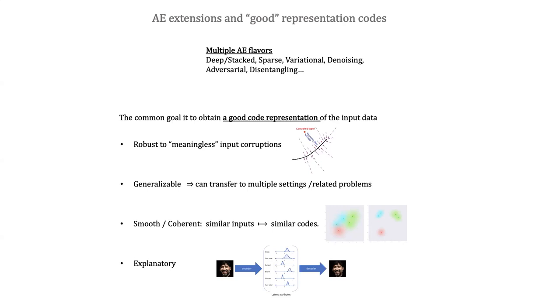It has to be a model that gives you a smooth or coherent latent representation. That means that when you give similar inputs, you should obtain similar codes. You should not have big jumps in the representation when you have small jumps in the input. Okay. And finally, it should be explanatory. That means ideally, the different dimensions of your latent code should correspond to real-world explanatory variables of your data. So, for example, if you have a latent code that has one dimension corresponding to the smile, one to the skin tone, one to the gender, and one to the beard, this is excellent, right? Because it gives you a very easy way to obtain a mapping between the latent variables and features that have a clear physical interpretation.